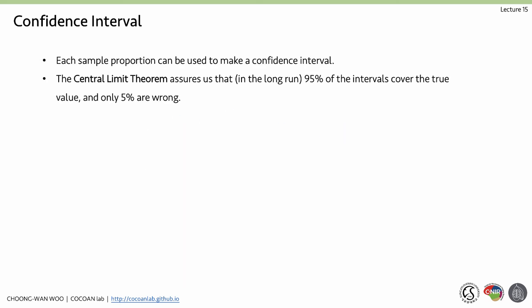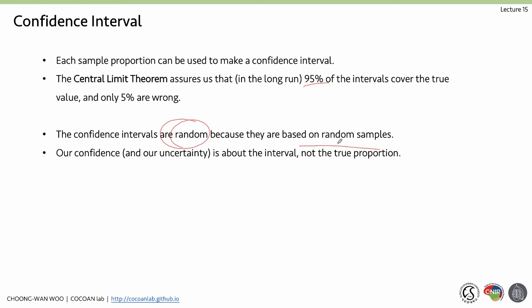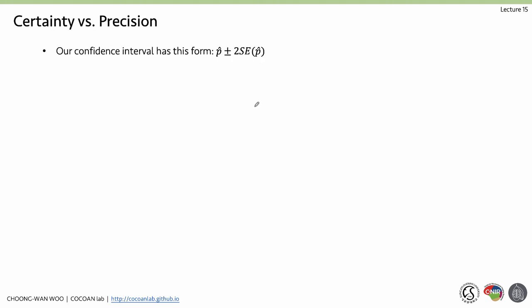And the central limit theorem assures that in the long run, 95% of the intervals cover the true value, and only 5% are wrong. And the confidence intervals are random because they are based on random samples, right? And our confidence, or our uncertainty, is about the interval, not the true proportion. And there's a trade-off between certainty versus precision.